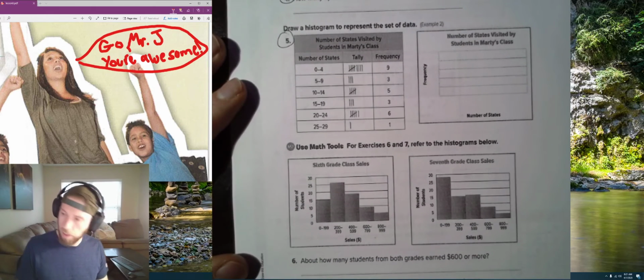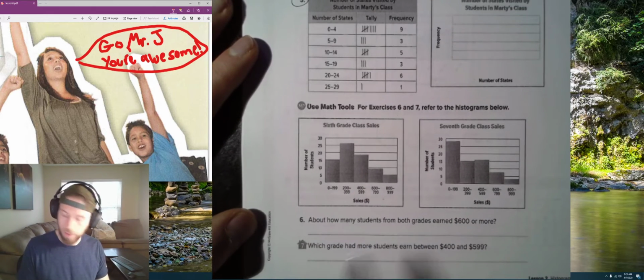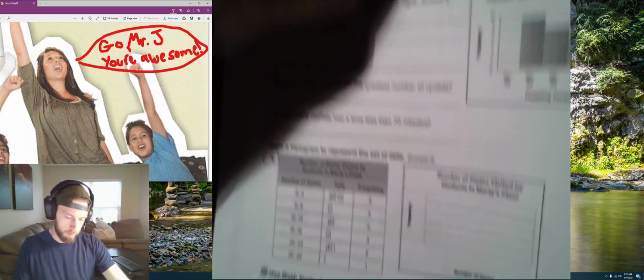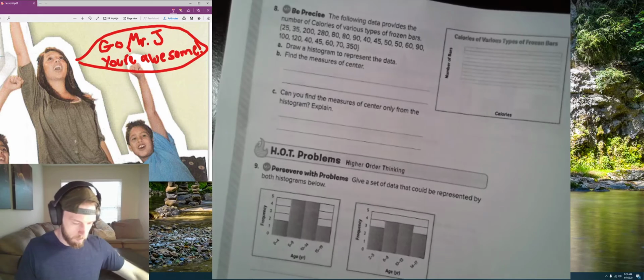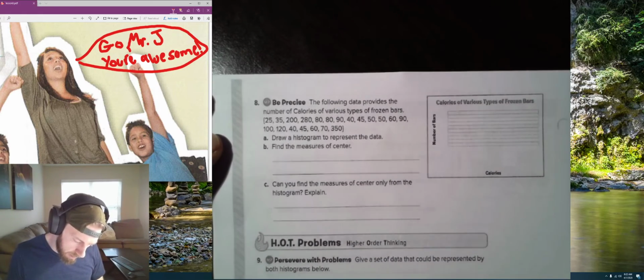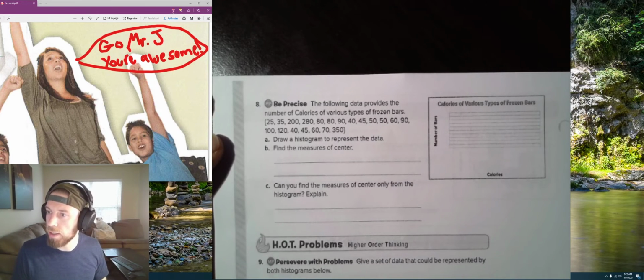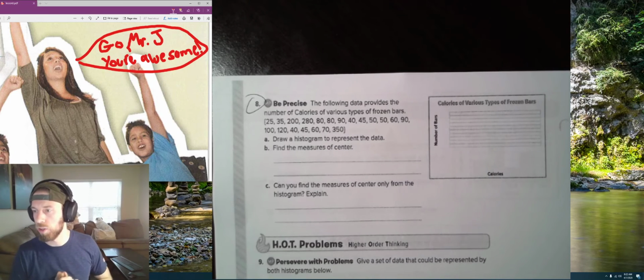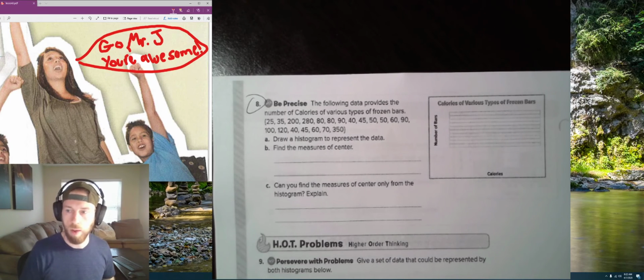And then down here, we can answer a few questions about these 2 histograms. Answer questions 6 and 7. And then on the back side here, I would like you guys to do problem number 8. Again, you'll be creating your own histogram there with a set of data. You're going to have to do all that one by yourself. That's a great problem.